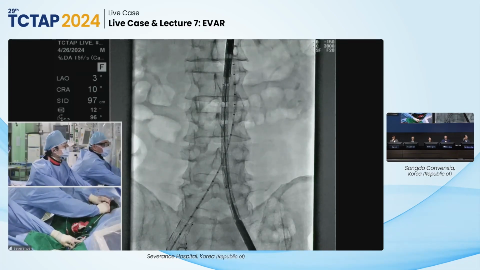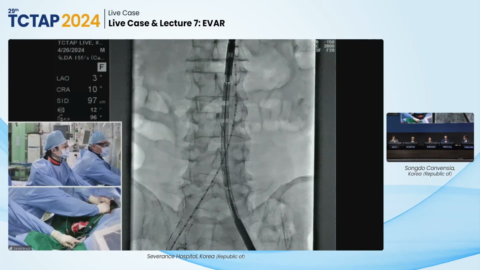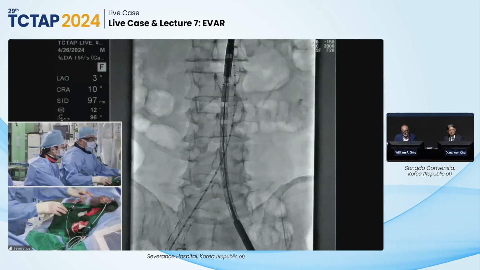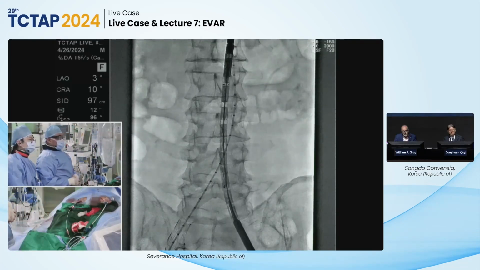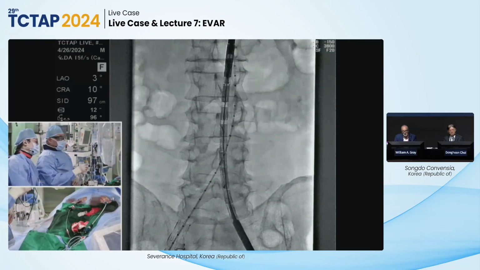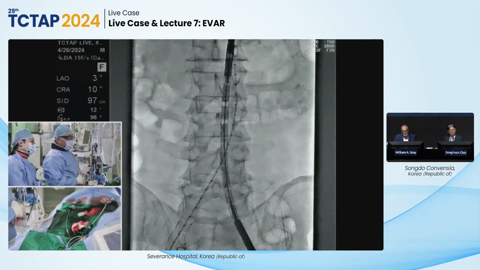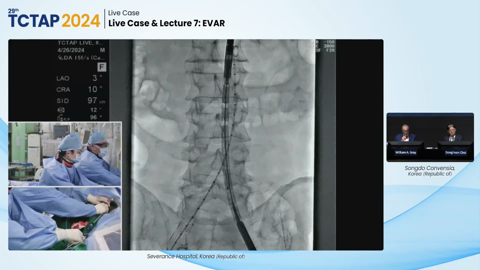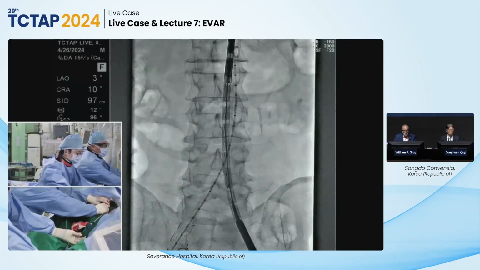Sorry, the alignment is good? Alignment, I think it's still good. Okay. So the opening of the right, the contralateral side is okay. So the direction is okay.